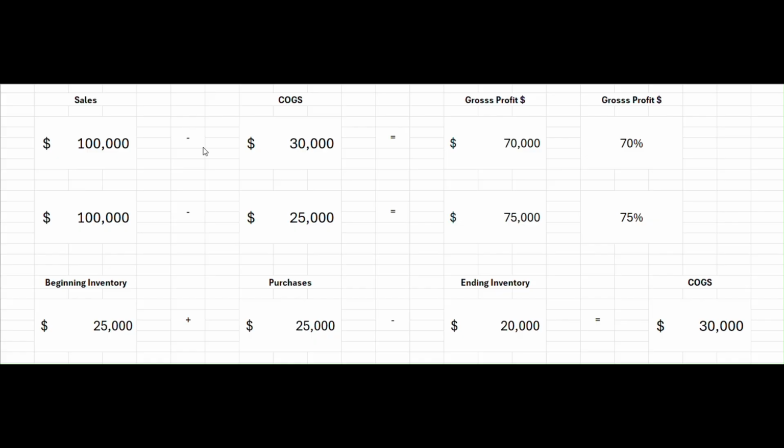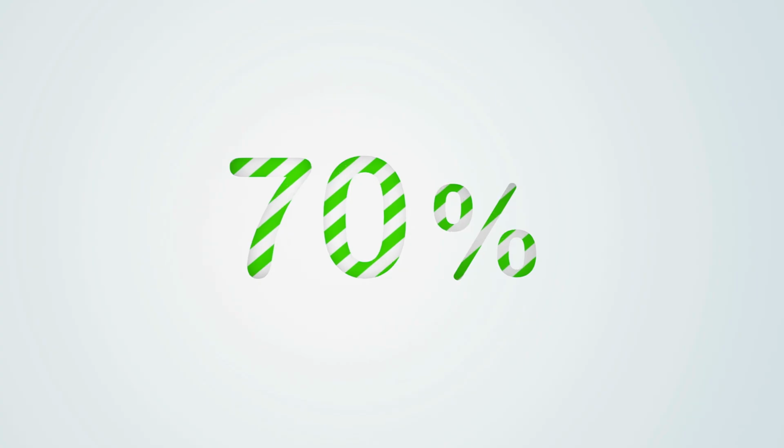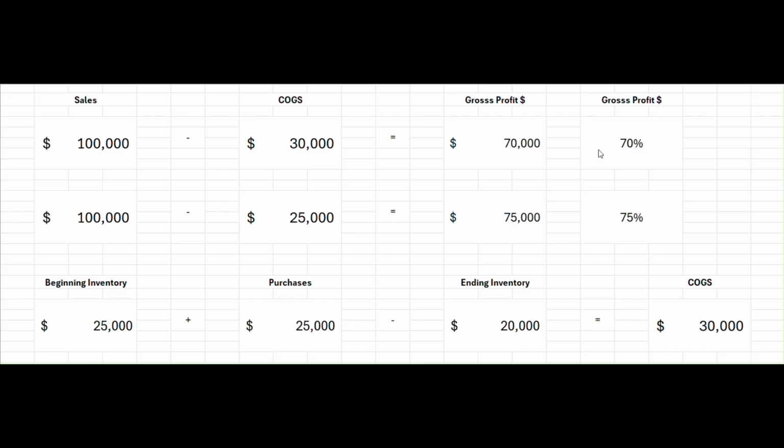So if we follow through at the bottom, we started our operation with $25,000 worth of inventory. We purchased another $25,000, and then we counted ending inventory of $20,000. That equation gave us $30,000 cost of goods sold. We pop it into the formula up top, and you can see we are left with $70,000 of gross profit, or 70% gross profit percent.